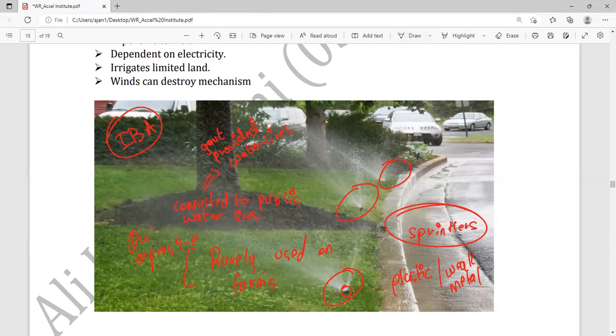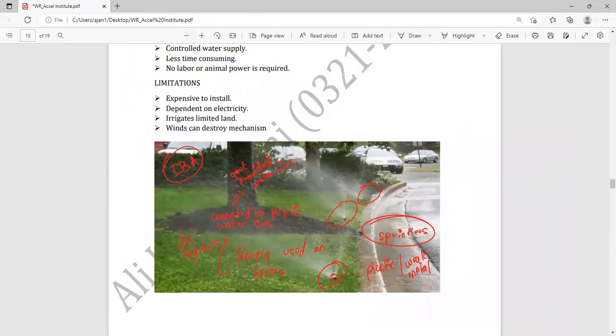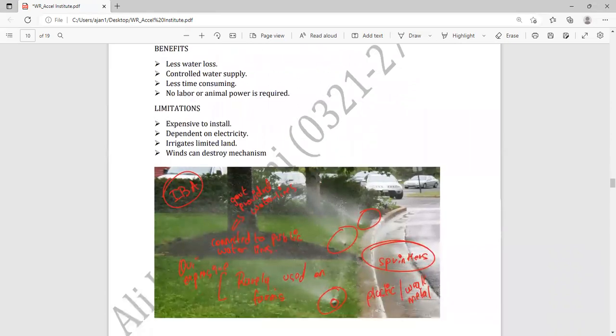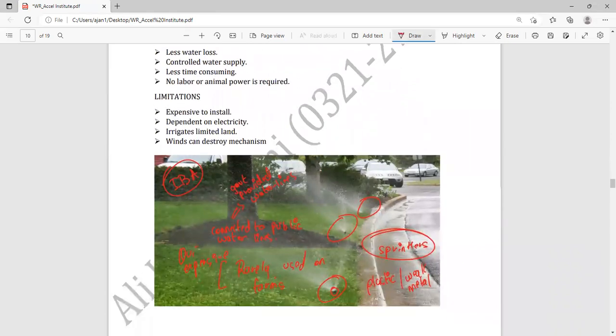So this method of irrigation is called sprinklers or spray irrigation, right? What happens is that a farmer places a sprinkler in the field, and it rotates and spreads the water all across the field evenly. And just on a side note, for instance, this is your surface. You have placed your sprinklers.